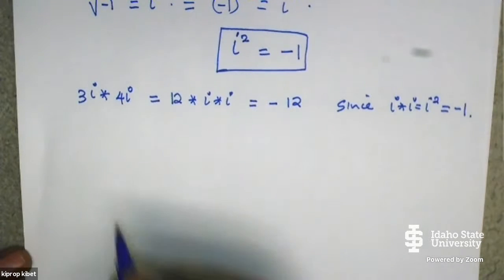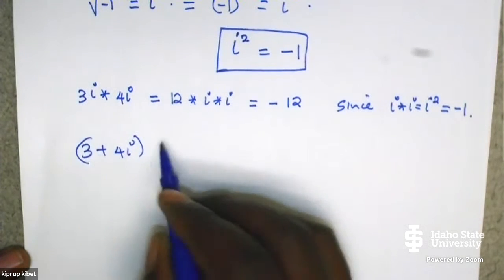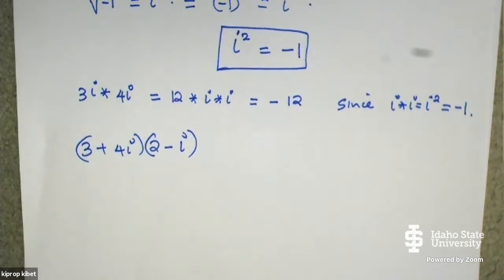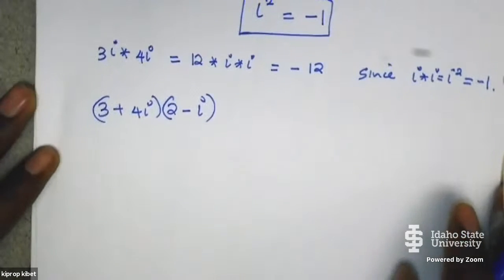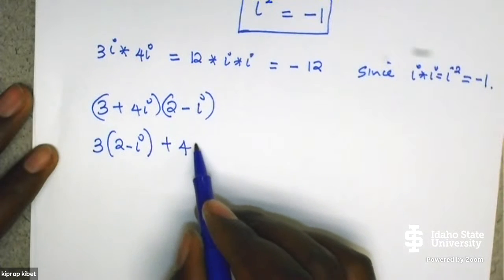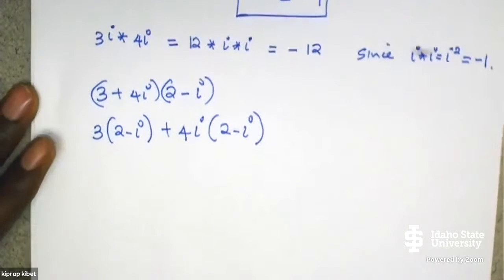Now, 3 plus 4i multiplied by 2 minus i. If we want to multiply the two of them, it is just the same as A plus B multiplied by C plus D. You distribute here: this is like 3 times 2 minus i, plus 4i times 2 minus i.